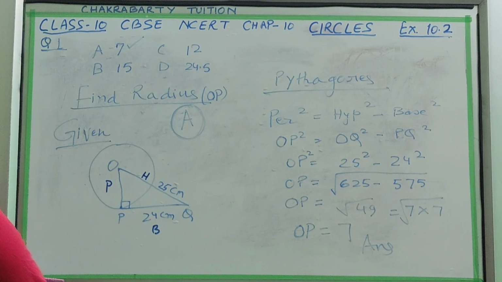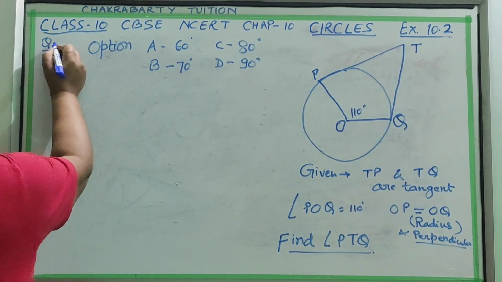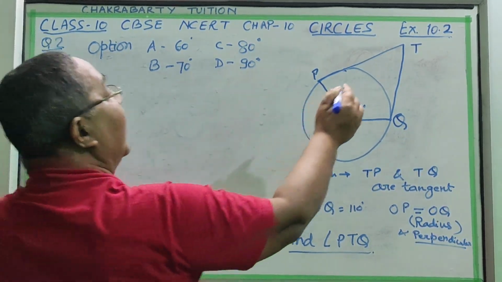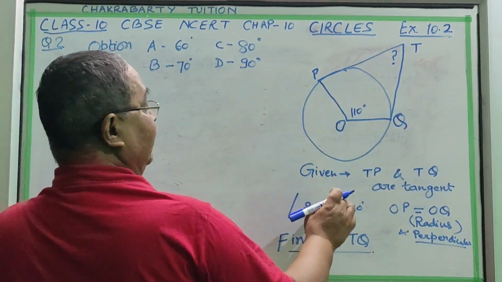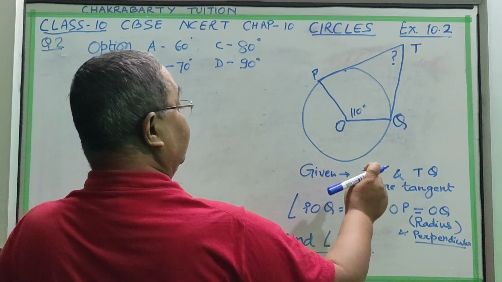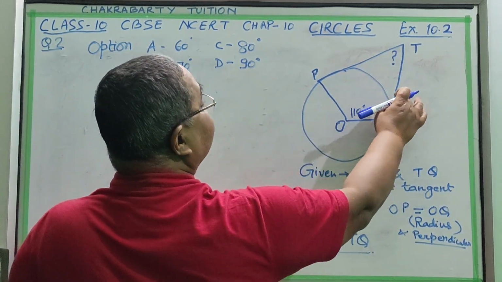A diagram is there and then we will solve. Question number 2 we are going to solve. In question number 2, one figure is given and you have to find this angle. So what are they saying in the figure? They are saying TP and TQ are two tangents. This is also tangent. This is also tangent.